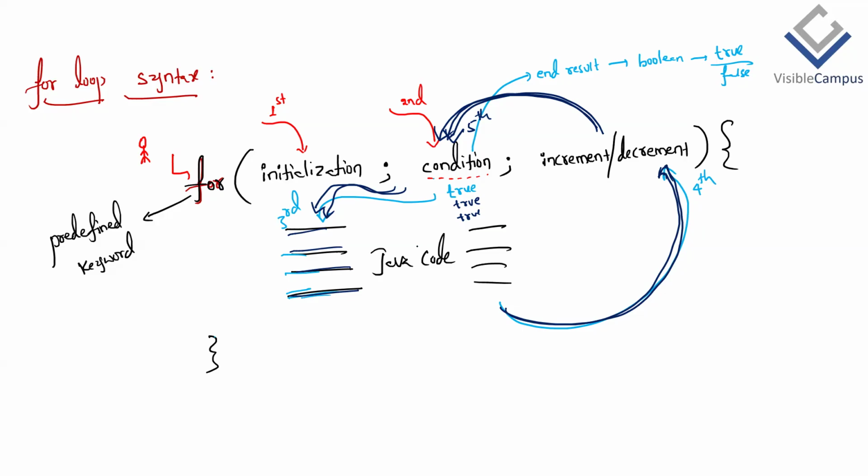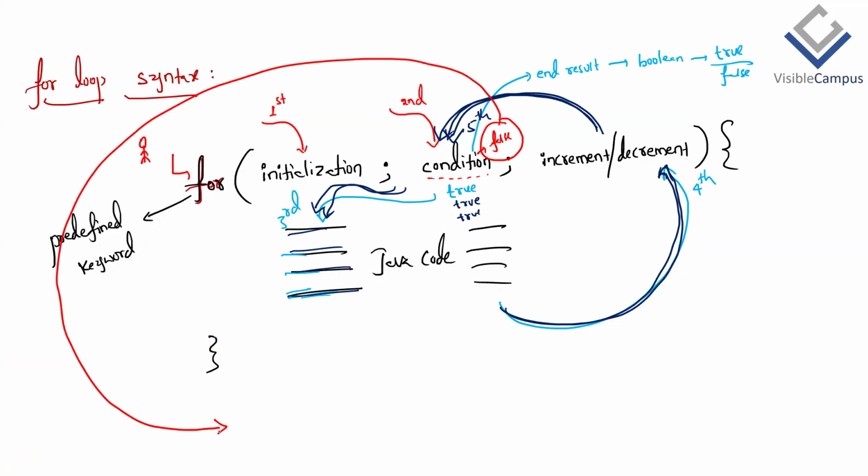Then when will this be stopped? When the result of this condition becomes false. In some scenario, after executing a certain number of times, based on the condition, this condition result will become false. Once this condition becomes false, JVM comes out of the for loop. So this is the execution flow.